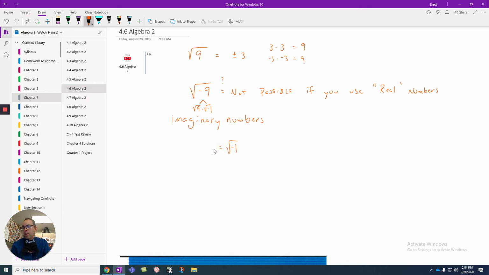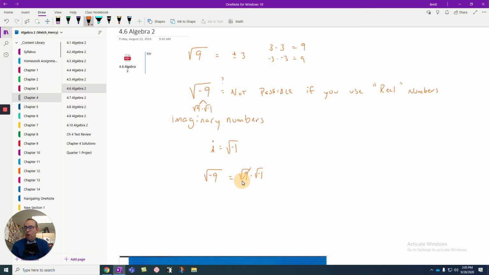Because it comes from this concept of imaginary numbers, we use the lowercase or script i. You can use a cursive i if you want, to represent the square root of negative 1. What this means initially is that if I have the square root of negative 9, it can be written as the square root of 9 times the square root of negative 1. We learned about that last time.